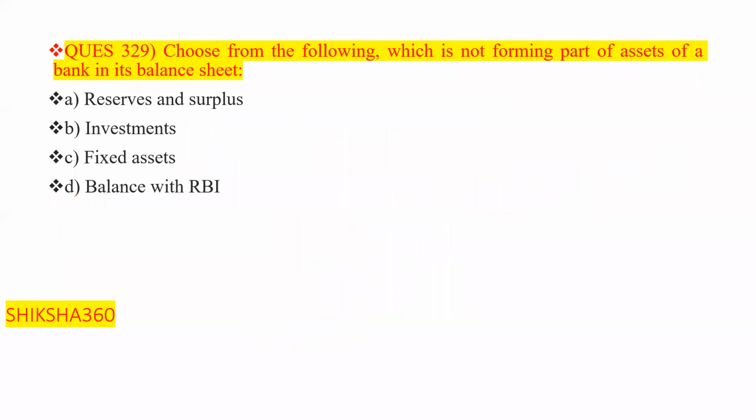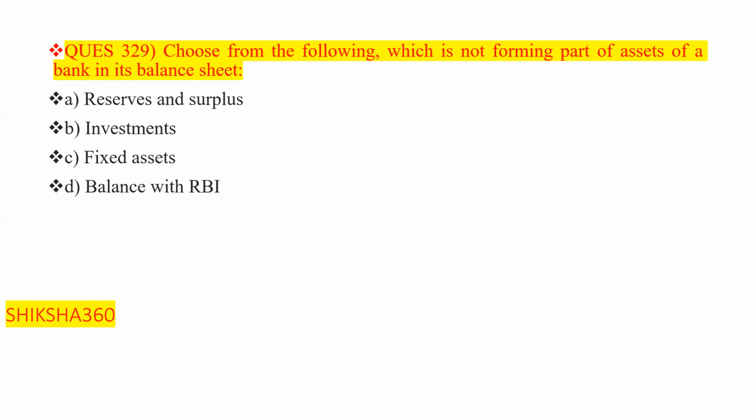Question number 329. Choose from the following which is not forming part of assets in a bank's balance sheet. First is reserves and surplus, investments, fixed assets, balances with RBI. So what is the correct answer of this question?